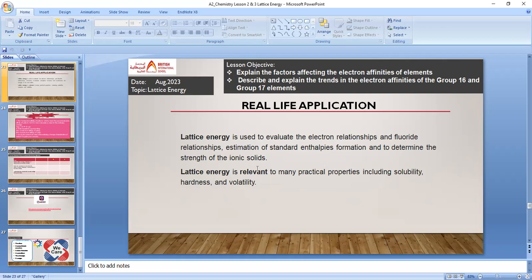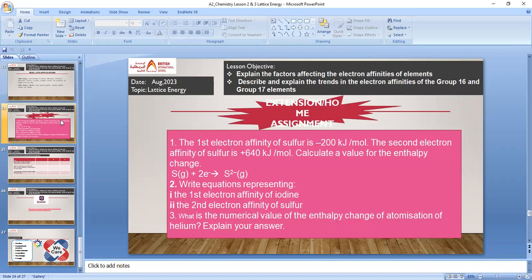Sorry, I can't hear you properly. Can you speak a little more clearly? You go to the 24th slide. Okay, this one. Here, this third one. What is the numerical value of the enthalpy change of atomization of helium?